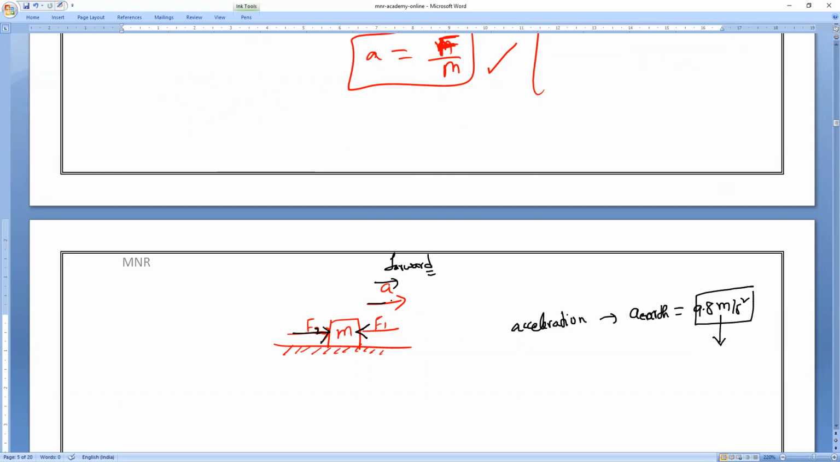Now the object is moving in this direction. If it is moving like this, indicating that who is dominating? F2 is greater than F1, or F1 is greater than F2? F2 is greater than F1.